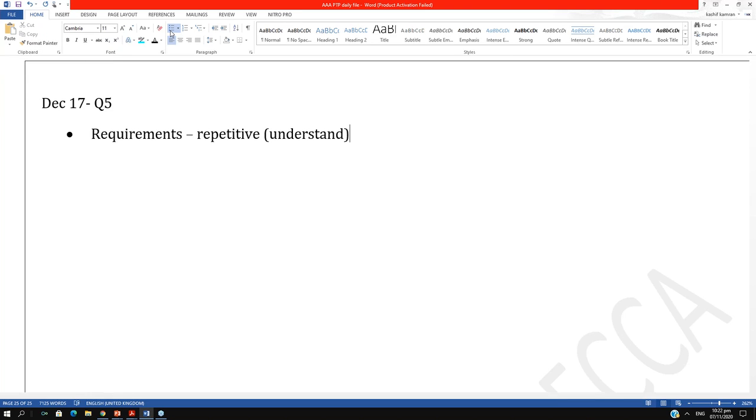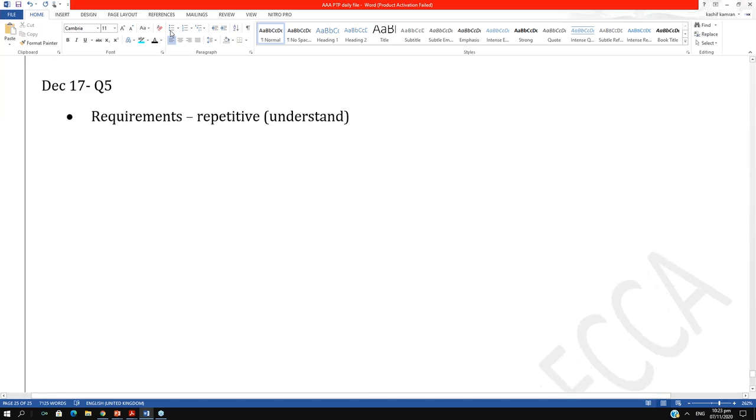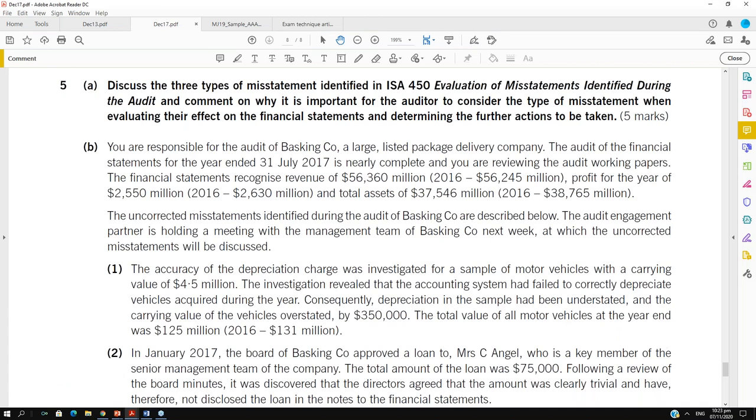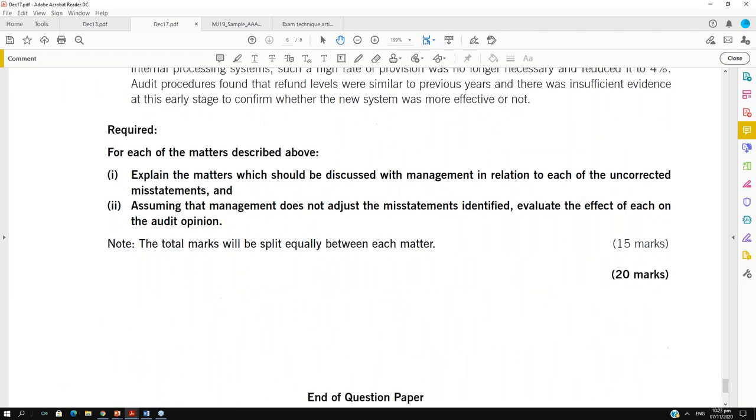Also, a question like December 17, question number 5, looks very potential for the exams coming up in December. So let's understand the requirements of this question number 5. And on the basis of this, you have to solve another question, which is September 18, question number 2. Let's look at the requirements of the December 17 exams. Okay, December 17 is in front of your screen, and just give me 1 minute so we can explore the requirements.